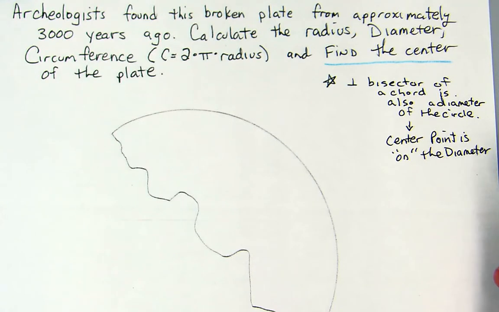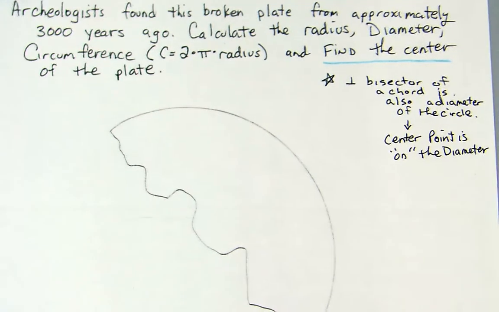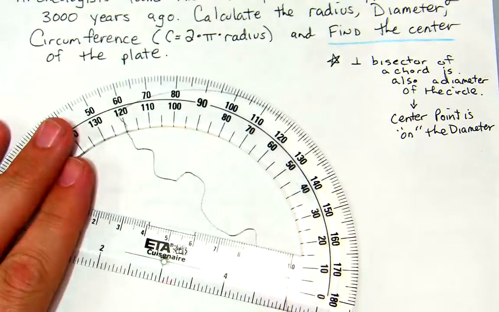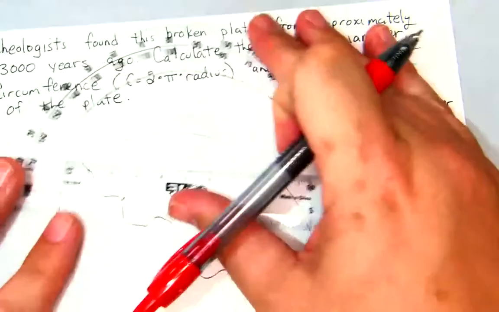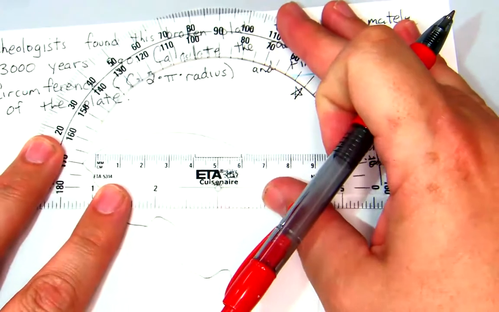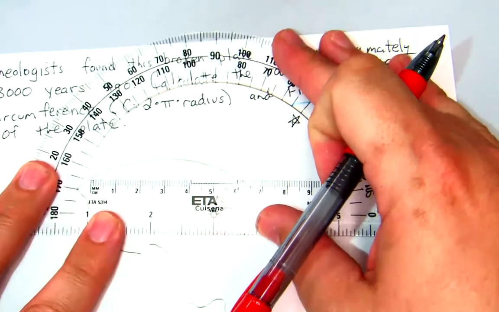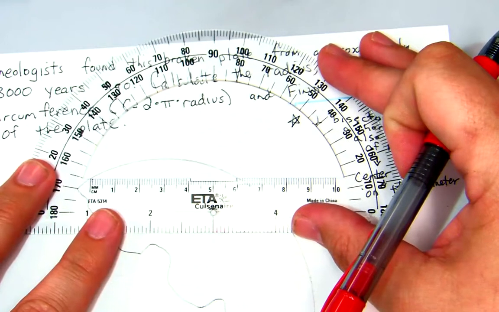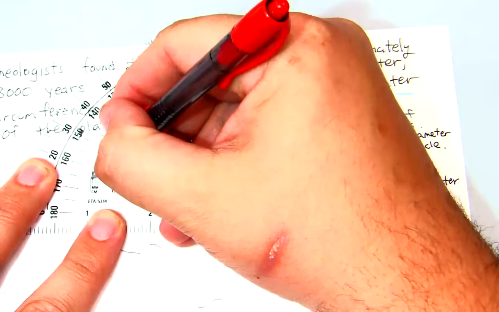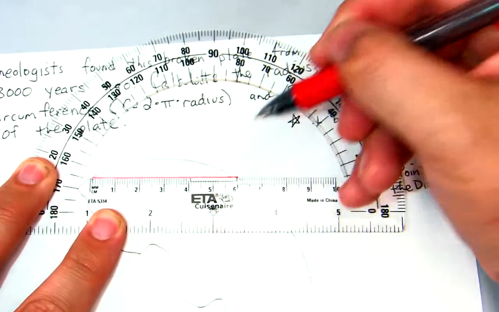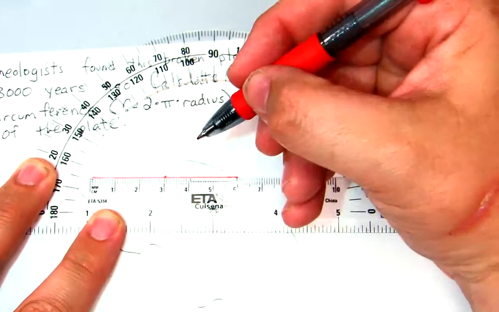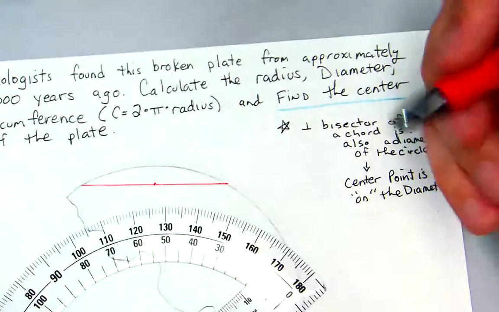All right, so what we need to do is we need to find a couple of these perpendicular bisectors of chords. Now, like I said, all we need is a ruler. And I'm going to draw a chord that is 6 centimeters long. That looks about 6 centimeters long. Now, what's half of 6? 3. So I'm going to put a dot at 3 that signifies the midpoint of that chord.